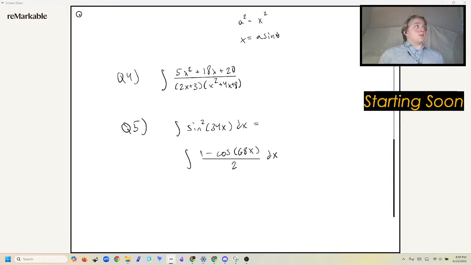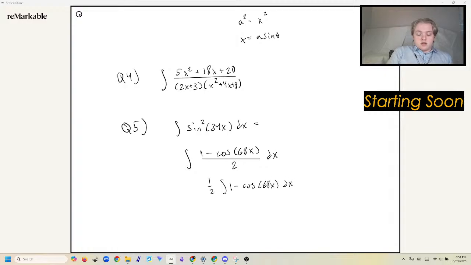And now this becomes a super trivial integral, because what we can do is turn it into 1/2 times the integral of 1 minus cosine 68x dx. Then we're looking at 1/2 integral 1 dx minus 1/2 integral cosine 68x dx. And that's looking a lot nicer.